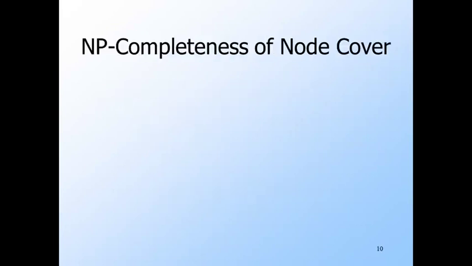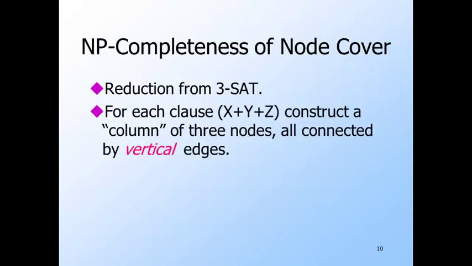We're now going to prove node cover to be NP-complete. Okay, we'll give a polytime reduction from 3SAT. Given an instance of 3SAT, we construct a graph. There is a node for each literal of each clause, so the number of nodes is 3 times the number of clauses. It helps to imagine the nodes arranged in a rectangle, where the columns correspond to the clauses. Each column has 3 nodes, 1 for each of its literals.